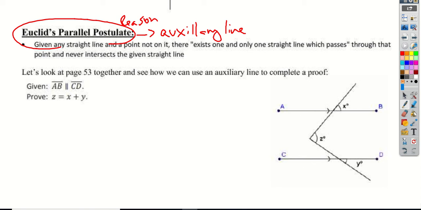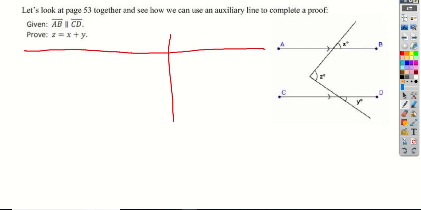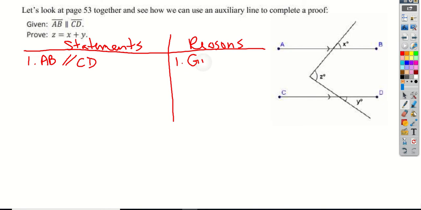So first thing we're going to do is our t-chart. Let's go down a little bit here. We're going to put statements on the top left, reasons on the top right, and we're going to fill in. So for 1, the first statement, AB is parallel to CD. The first reason is always given. And now for step 2, we're going to draw in our auxiliary line.